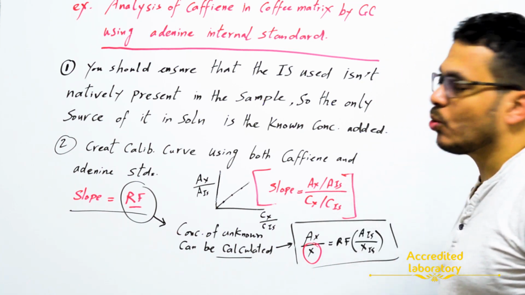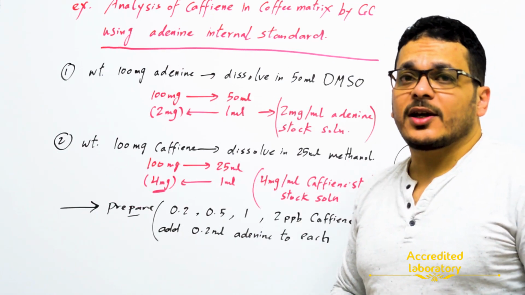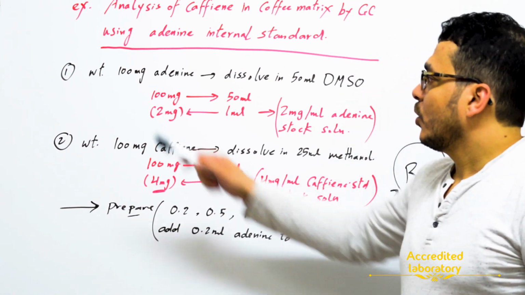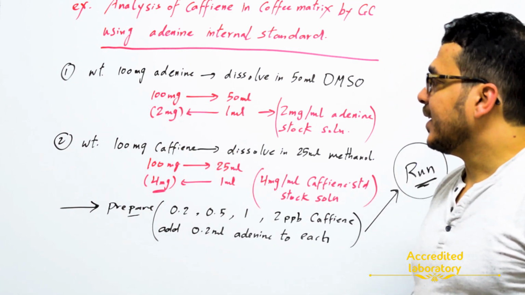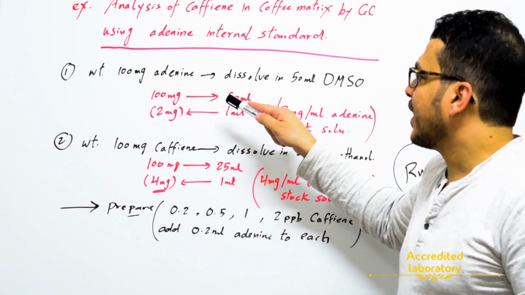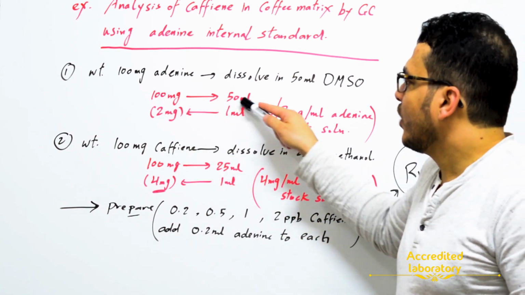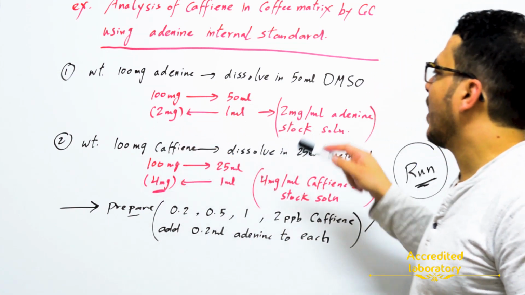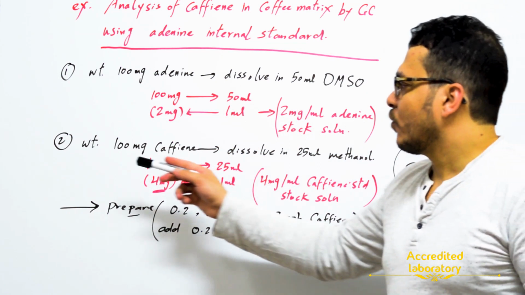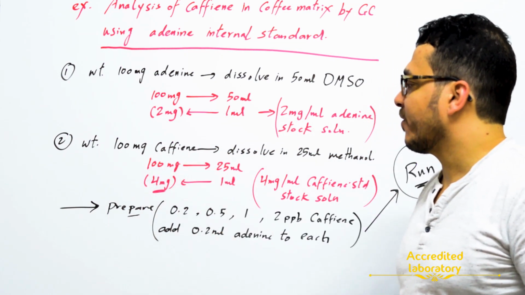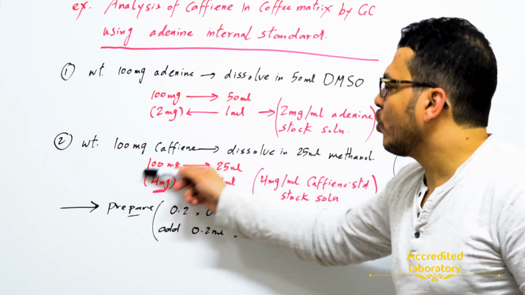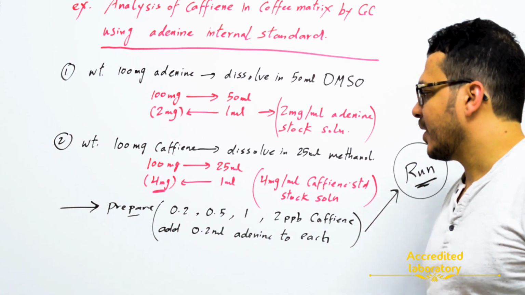from this equation. And to prepare your calibration standard, you should prepare at the beginning stock solution from caffeine and adenine standard. Weigh at the beginning 100 milligram adenine and dissolve in 50 ml dimethyl sulfoxide. So 100 milligram in 50 ml dimethyl sulfoxide, in 1 ml it will be 2 milligram. So you have 2 milligram per ml adenine as a stock solution. From caffeine, you should weigh 100 milligram caffeine and dissolve in 25 ml methanol. So you have 4 milligram per ml caffeine standard as a stock solution.